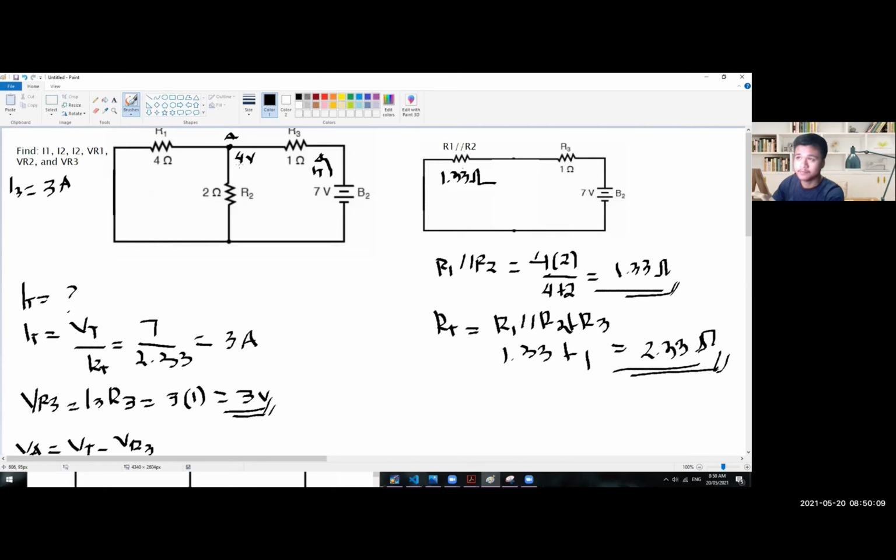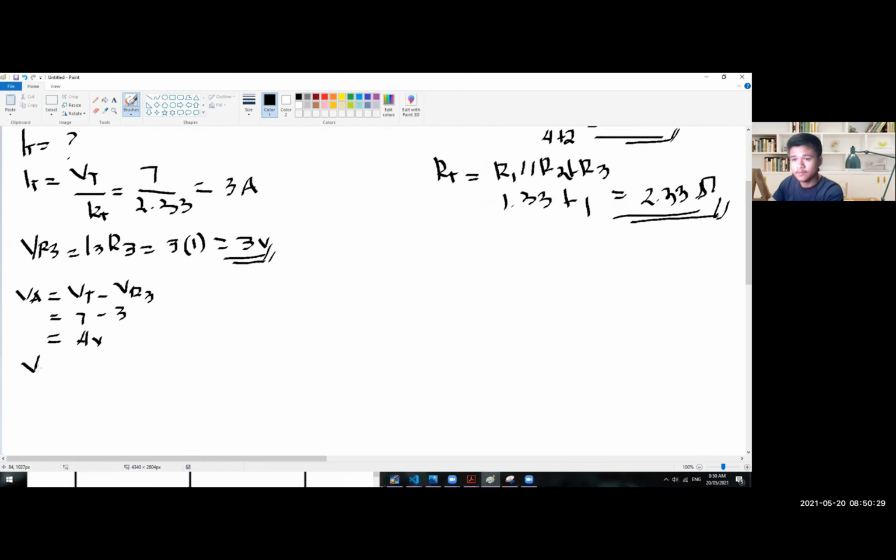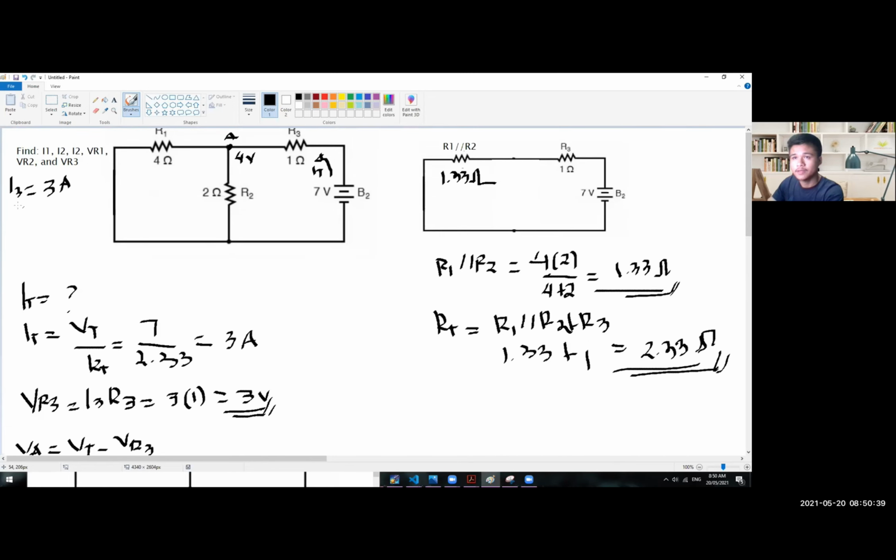And the same analysis, just like what we did a while ago, since they are in parallel. So R1 has a voltage drop, or a voltage that is flowing in here, which is 4 volts. And the same with R2, which also has a voltage drop of 4 volts. So we could say that VR1 is equal to VR2, which is equal to 4 volts. Okay, so from here we already have the VR1, I mean VR3. Let's write the VR3, which is 3 volts.